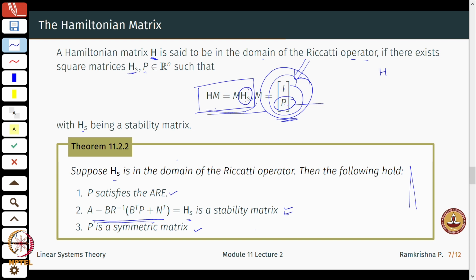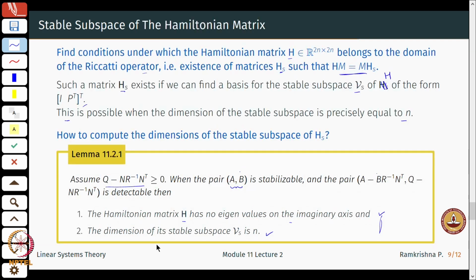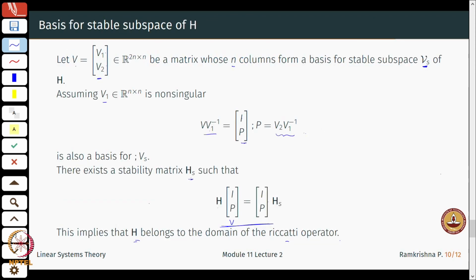give me conditions based on this expression, which I said that the Hamiltonian H is said to be in the Riccati operator if a condition like this holds. Hs was the closed loop stability matrix, and so on. Okay. So, if I just quickly go through this, what I find is something nice here, where P was equal to V2 and V1 inverse.